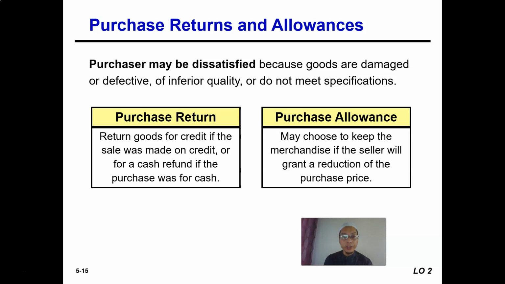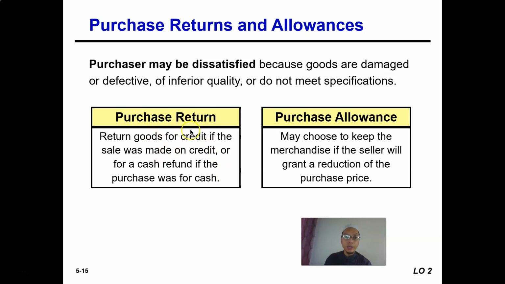Besides freight costs, there are some other issues that the purchaser might come into. Okay, the purchaser might be dissatisfied because the goods are damaged or defective, or have an inferior quality, or do not meet specifications. Okay, so the buyer has the opportunity to return the items and probably gain back credit or get back cash. Okay, so there are two types here. One is purchase return, and the other is purchase allowance.